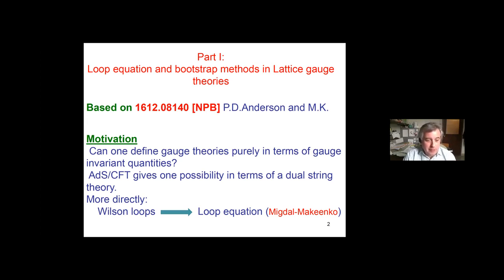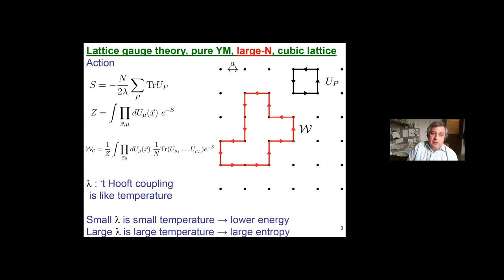The motivation is similar to what John was saying: can one define gauge theory purely in terms of gauge invariant quantities? AdS/CFT gives a possibility by using string theory, but the more direct approach is to use the Wilson loop and the loop equation of Migdal and Makeenko, as he also mentioned. I'm going to concentrate on lattice gauge theory because you avoid the normalization problems, and it's easier to understand the loop equation. And I'm going to work in the large N limit.